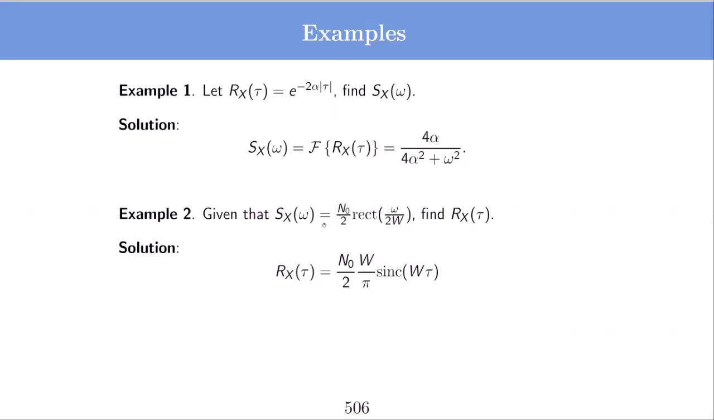If I take this Sx(omega), which is a rectangular signal, this means that the signal has power spectrum only in a particular band or window, then the autocorrelation is given as the sinc function.